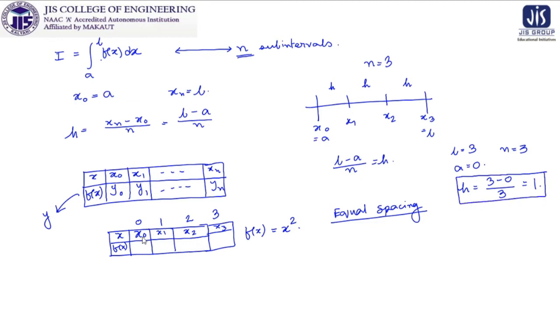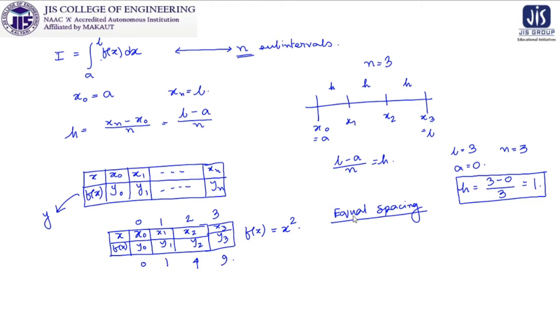Now putting x0 in f(x), that is 0 square, it will be my y0, y1, y2, y3, but for this specific example, what will be my values? y0 will be 0, y1 will be 1 square, that is 1, y2 will be 2 square, that is 4, and y3 will be 3 square, that is 9.